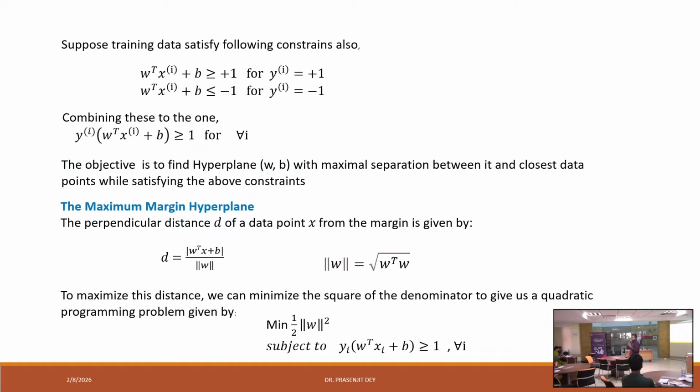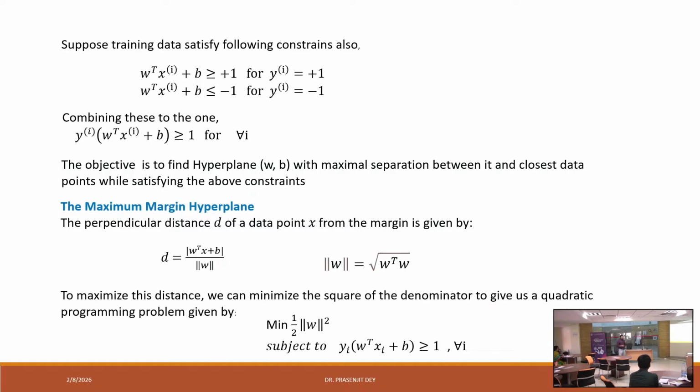I cannot blindly keep on minimizing this w square value. In that case, you will say when w becomes 0, it will have a minimum value, since 0 square is 0. In any direction, w keeps on increasing. So I cannot blindly minimize the w value. I have to constrain it by this. So now it is actually a constrained optimization problem.